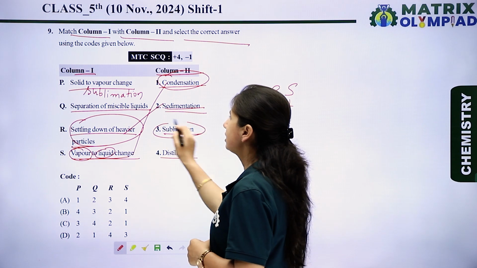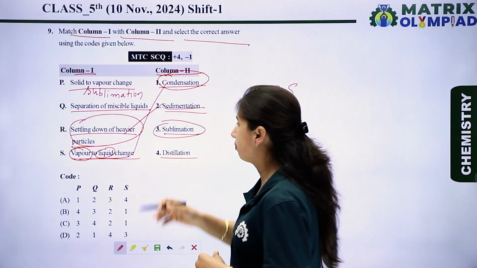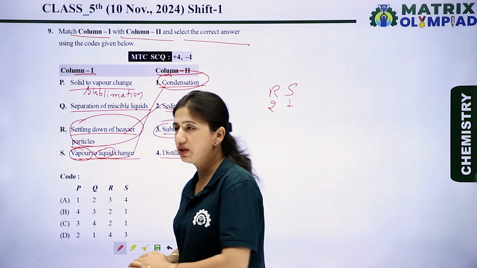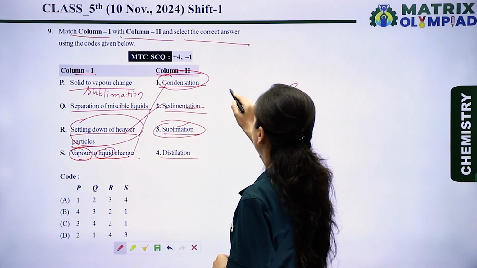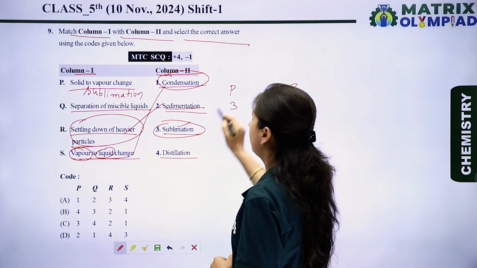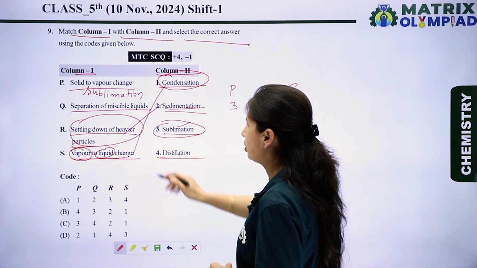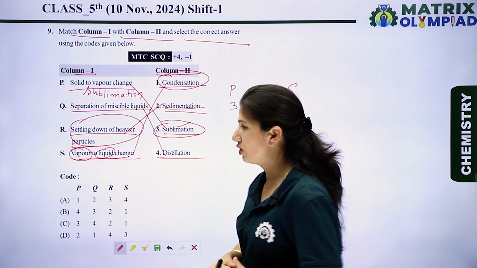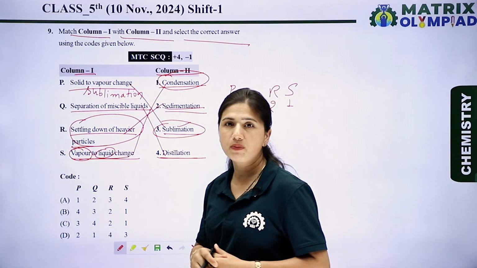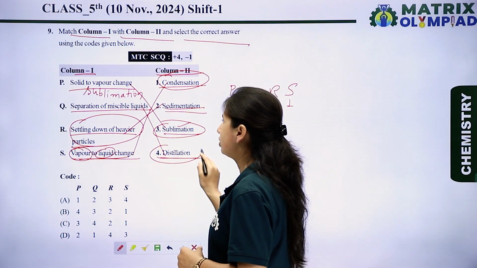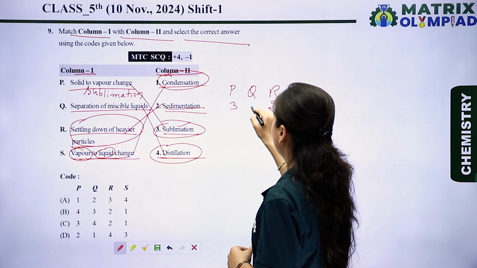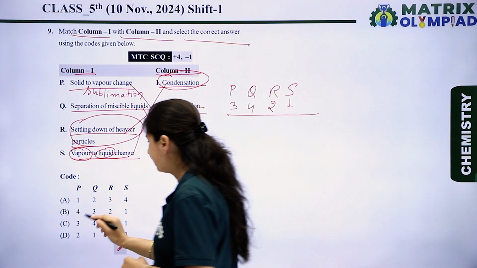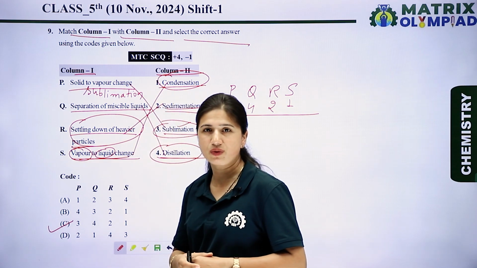Now the next is sublimation. We know that the process in which a solid substance directly converts into vapor state is known as sublimation. So P matches with third. And the last one is distillation, the separation of two miscible liquids which have a difference in their boiling points. So Q matches with 4. So 3, 4, 2, 1 means C is the right option for this question.